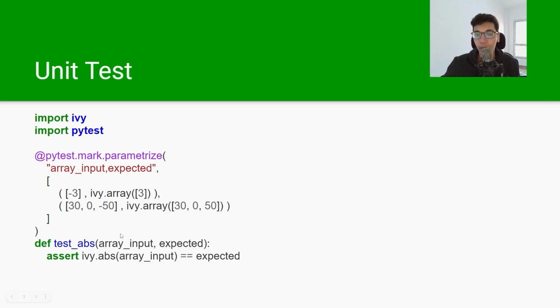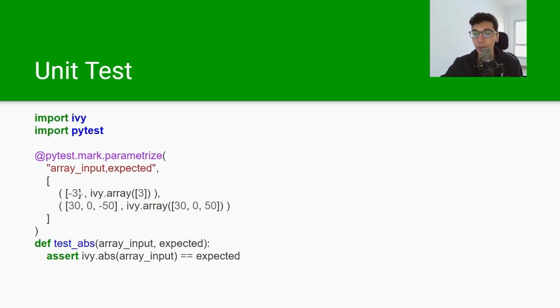But in the function itself, we don't define what inputs are going to be passed. We use pytest to define that here. Pytest gives us a decorator called parametrize, which takes two inputs: the first being the parameters we're going to be passing, and the second being the examples we're going to be passing to the test function. So we tell pytest we have two inputs, array input and expected, and these two should match with the test function itself. And the second input is the examples we want to call the function with.